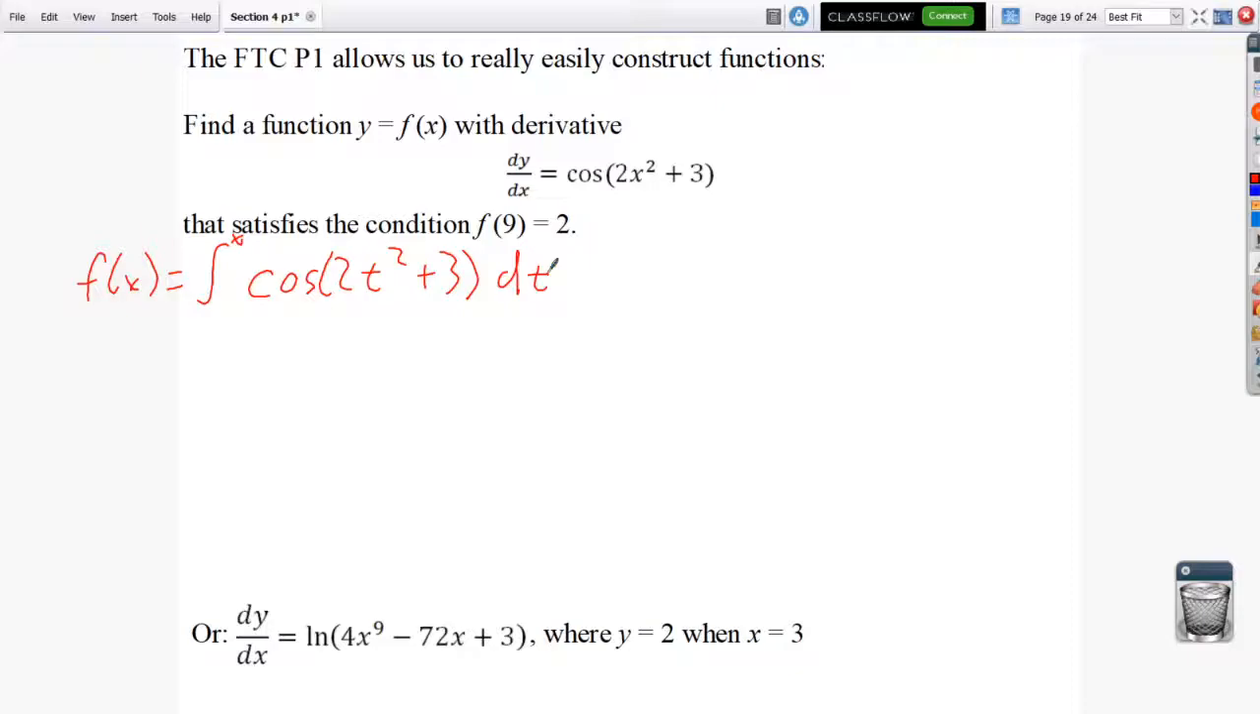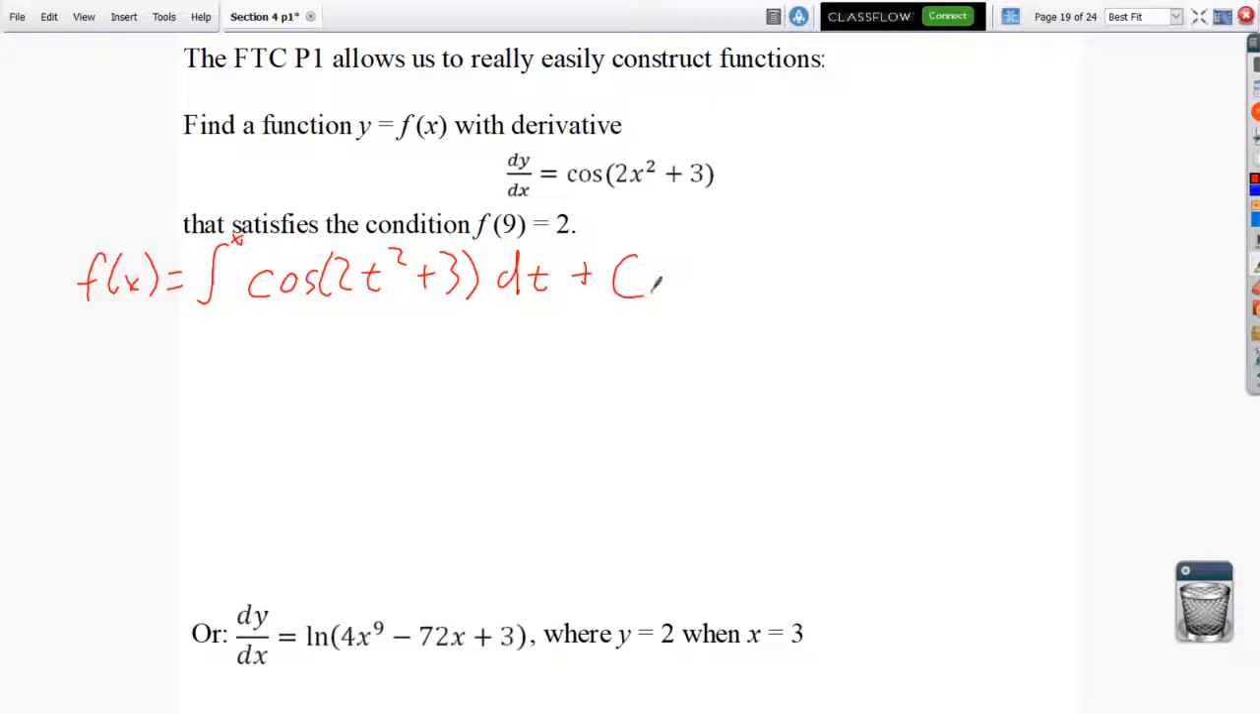So that guarantees that that function has a derivative that is cosine of 2x squared plus 3, doing all the stuff that we've done so far today. Now the problem that I see here is I have an antiderivative, so I have to have plus c. Remember, we have to remember the plus c on any antiderivative problem.